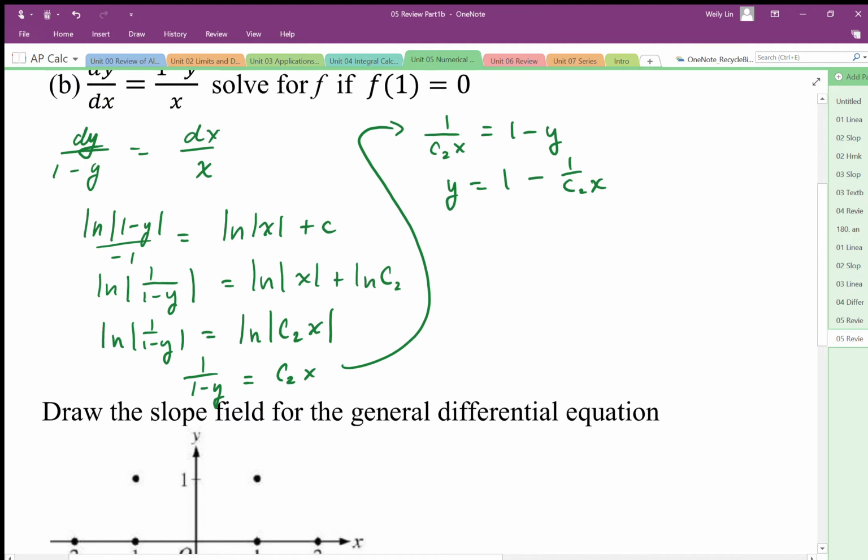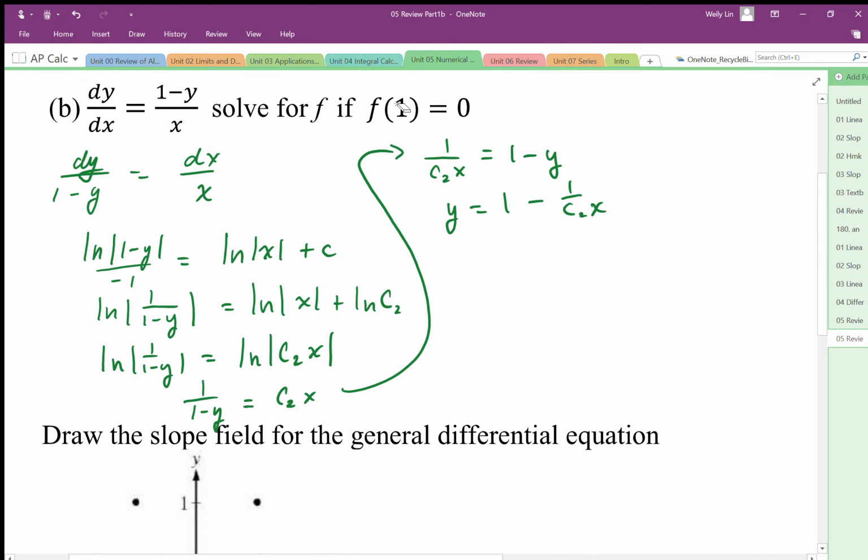Okay, so at this point I've been given also a coordinate on the graph, so 1, 0, the initial position. So I'm going to plug that into my x and y. Y is 0, x is 1, and I'm going to solve for my C2. So this is equal to 1 minus 1 over 1 times C2, and solving for that C2 value, it looks like C2 is equal to 1.